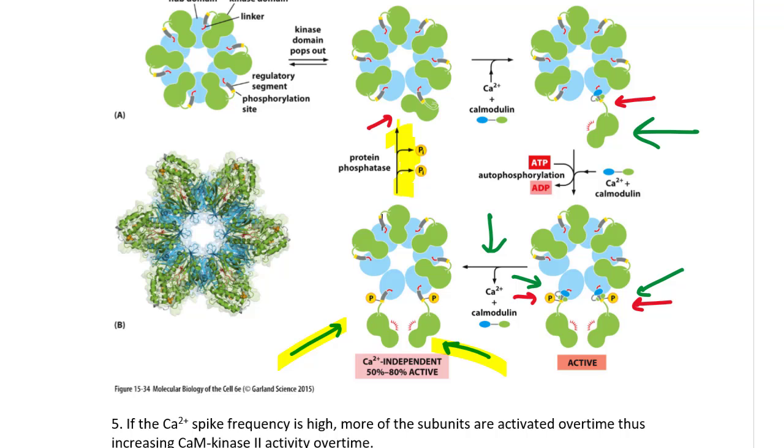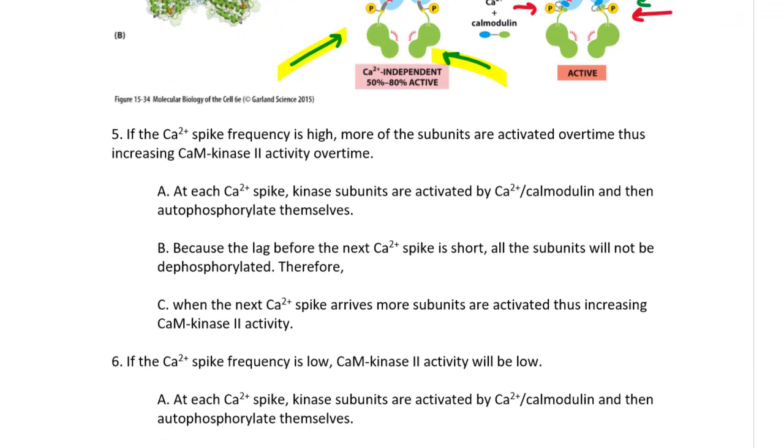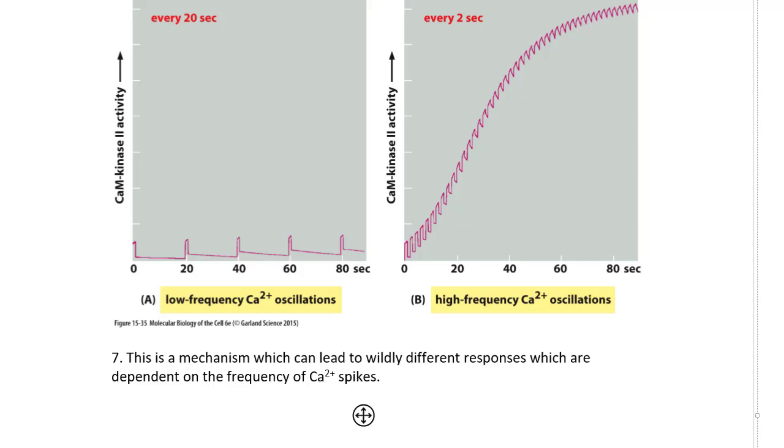Whereas if you have calcium spikes of low frequency, then in the lag before the next calcium spike comes in, the protein is dephosphorylated, and you go back to the original state of very low or non-existent CAM kinase 2 activity. Okay? This is a mechanism which can lead to wildly different responses which are dependent on the frequency of calcium spikes.